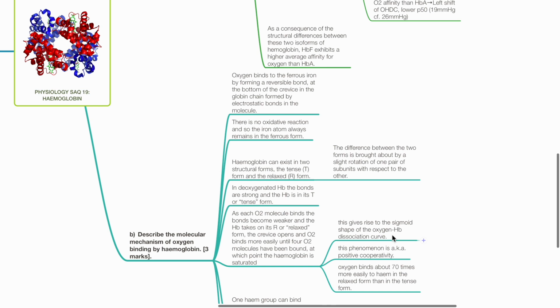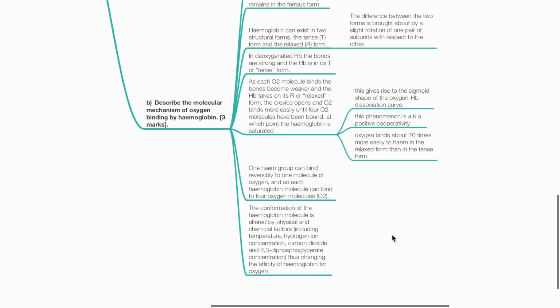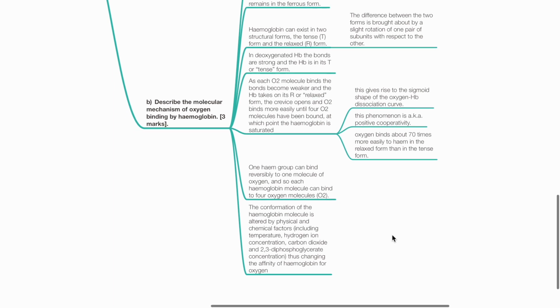Hemoglobin can exist in two structural forms, the tense T form and the relaxed R form. The difference between the two forms is brought about by a slight rotation of one pair of subunits with respect to another. In deoxygenated Hb, the bonds are strong and Hb is in its tense form. As each oxygen molecule binds, the bonds become weaker and hemoglobin takes on its relaxed form. The crevice opens and oxygen binds more easily until 4 oxygen molecules have been bound, at which point the hemoglobin is saturated. This gives rise to the sigmoid shape of the oxygen-hemoglobin dissociation curve. This phenomenon is positive cooperativity.